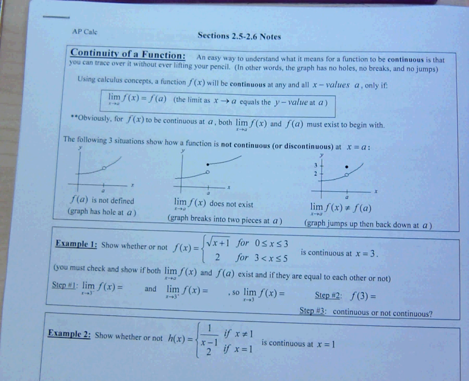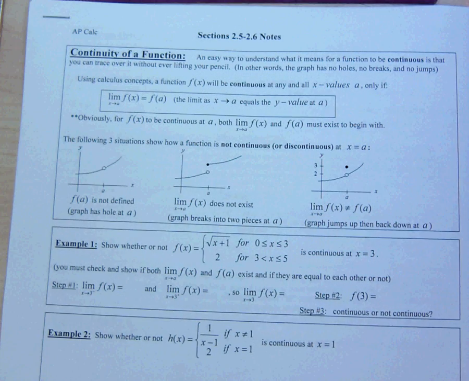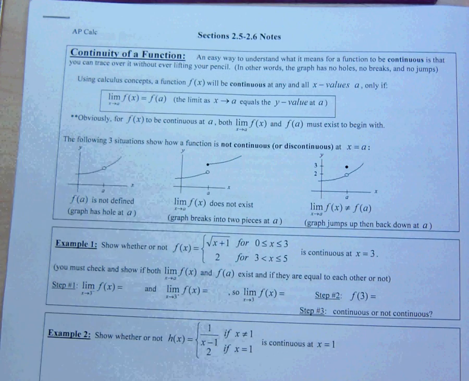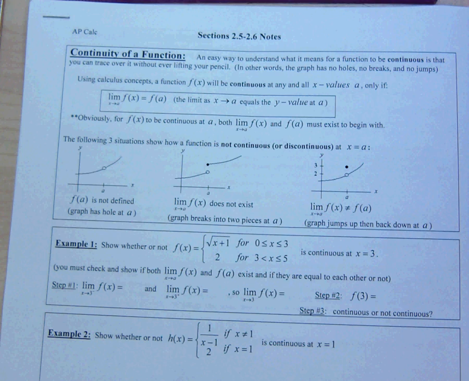Okay, so we're skipping 2.4, just so you know. That's not part of the AP curriculum. So we're going to go to 2.5 and 2.6 today.